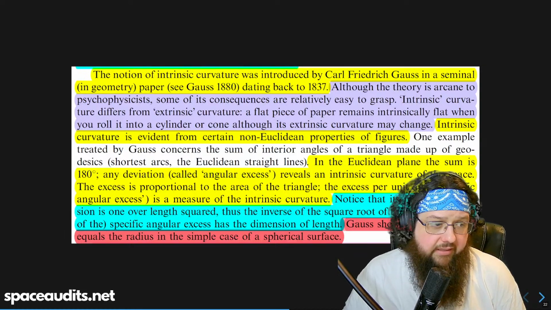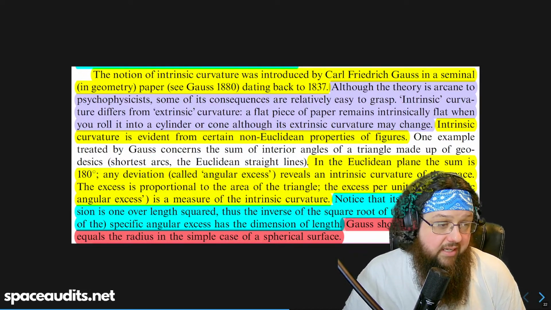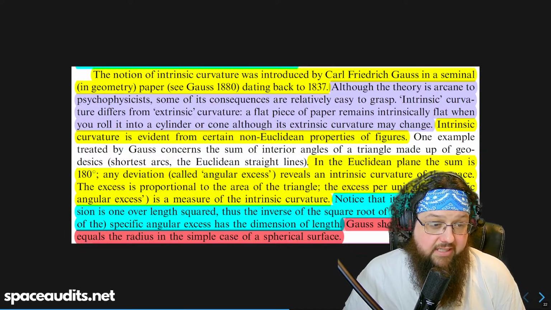In the Euclidean plane, the sum of the angles of a triangle would be 180 degrees. Any deviation is called angular excess. This reveals the intrinsic curvature of the space.